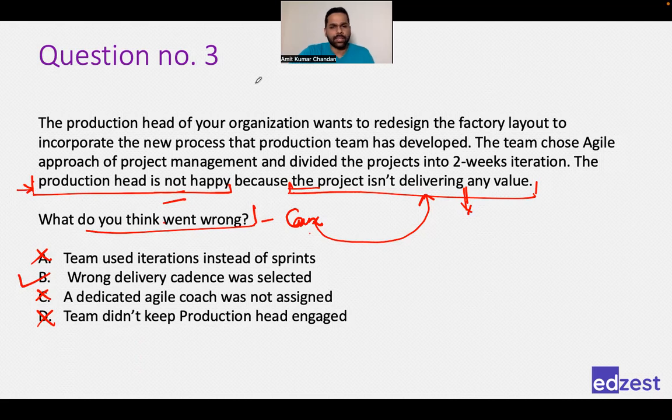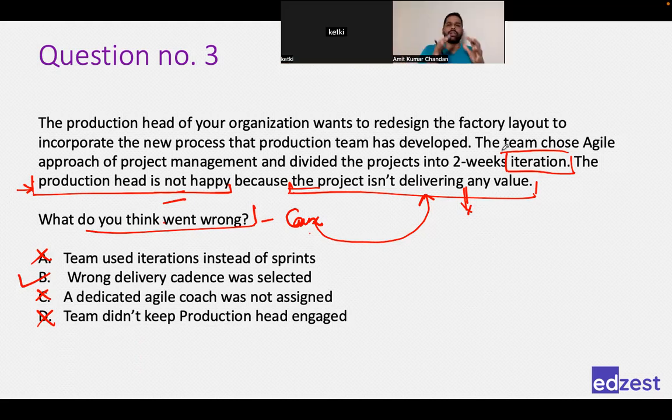Amit, sorry to stop you. No, please. Iteration means phases, right? Iteration means phases? Okay, phase is different. Iteration is a cycle which we use in Agile to divide the work. Within that iteration, we say that we will do a component of the work. Now, it is similar to phases, but phases has a different meaning.